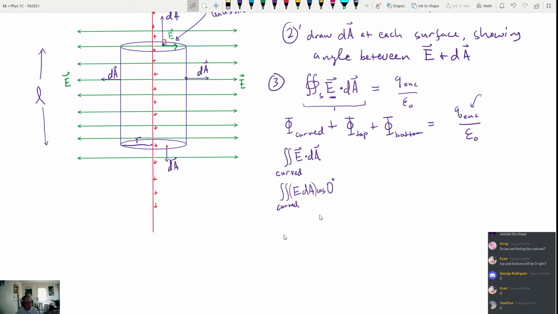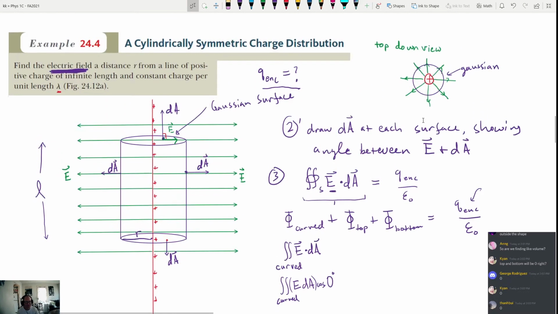The next thing we can do, and this almost always will happen in these problems, not always, but almost always, is look back to the Gaussian surface from the top-down view. What can I say about the value of the electric field, let's say right here, compared to the value of the electric field here, if I'm assuming that the line is right at the center of my cylinder? The value of the electric field here, here, here, all along that surface. What do I know about the value of the electric field there?